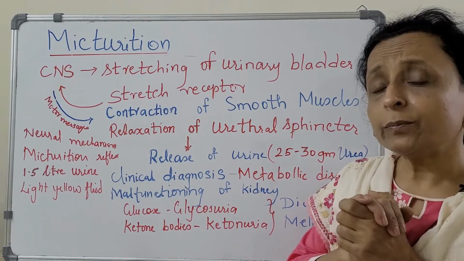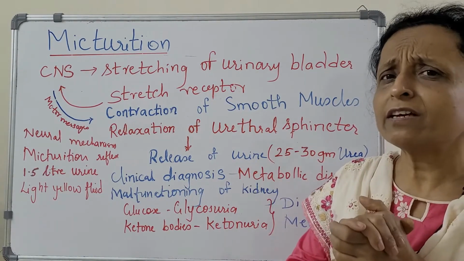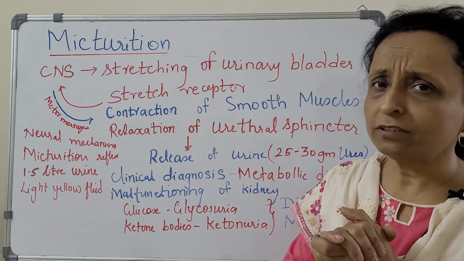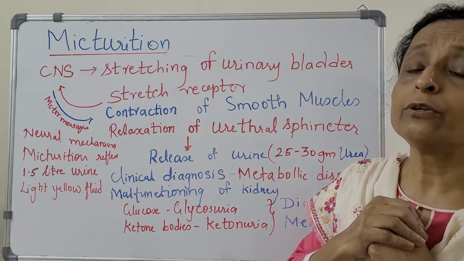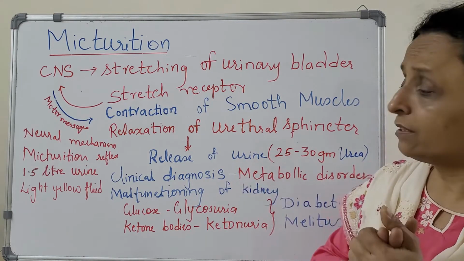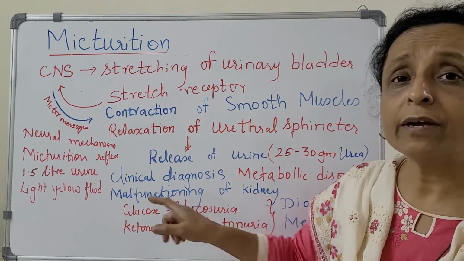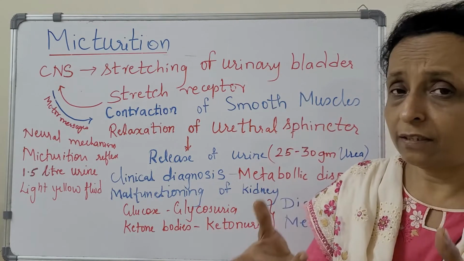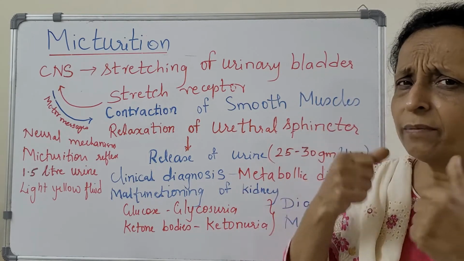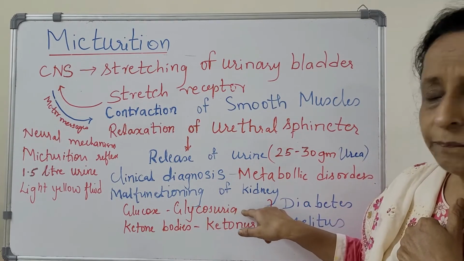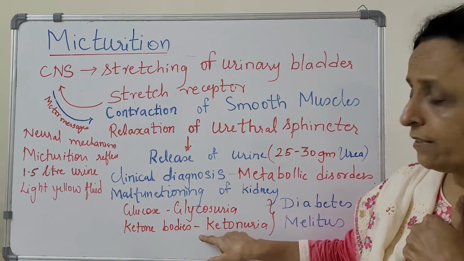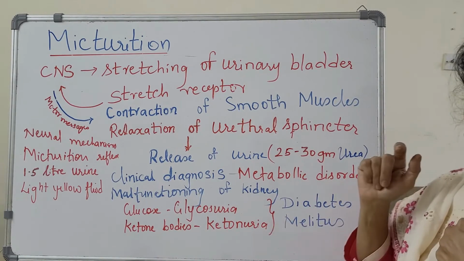Now there is the urine test. Whenever there are metabolic disorders, the doctor will tell you to do a urine test. Through a urine test you might know various diseases. One of them: whenever the amount of glucose in the body increases, that is a metabolic disorder, and that is known as glycosuria. And ketone bodies in the urine, that is known as ketonuria.